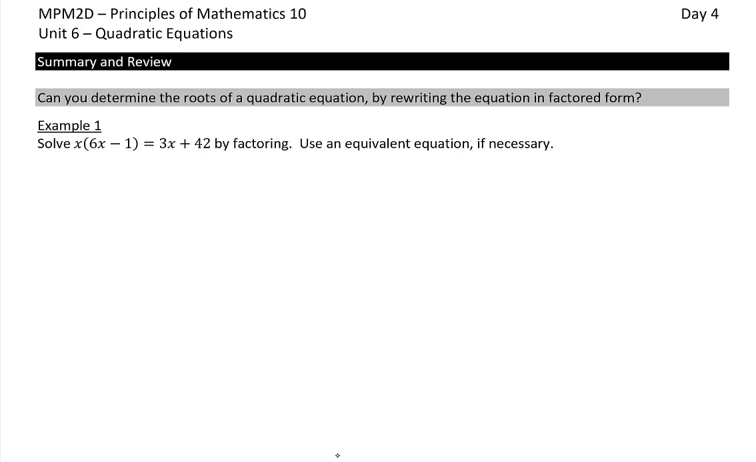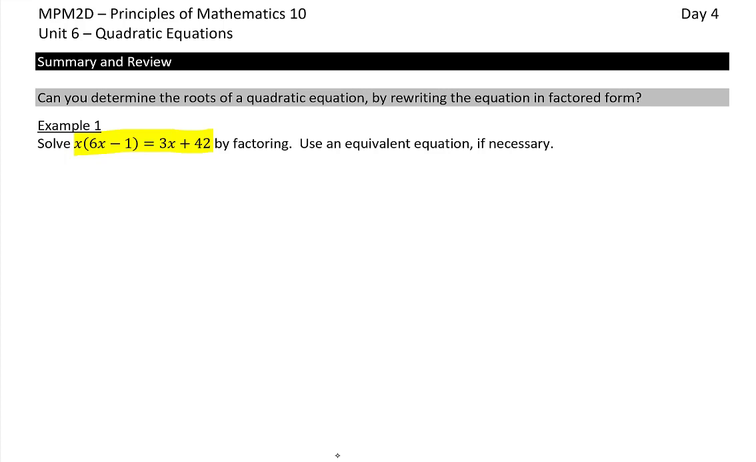In this video, we are going to summarize solving quadratic equations. So first thing, can you determine the roots of a quadratic equation by rewriting the equation in factored form? In our first example, we're going to take the following quadratic equation and we're going to solve it by factoring.